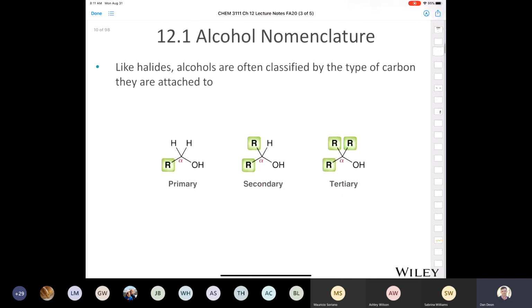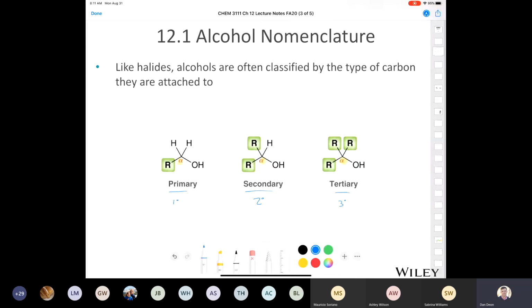It says here, like halides, alcohols are often classified by the type of carbon they're attached to. So if our carbonyl carbon, which here they're describing as an alpha carbon, is attached to 1, 2, or 3 R groups: if it's only 1, we call it a primary. If it's 2, it's secondary. And if it's 3, it's tertiary. So primary, secondary, and tertiary. And again, it's the same kind of nomenclature or descriptor that you're used to from alkyl halides.